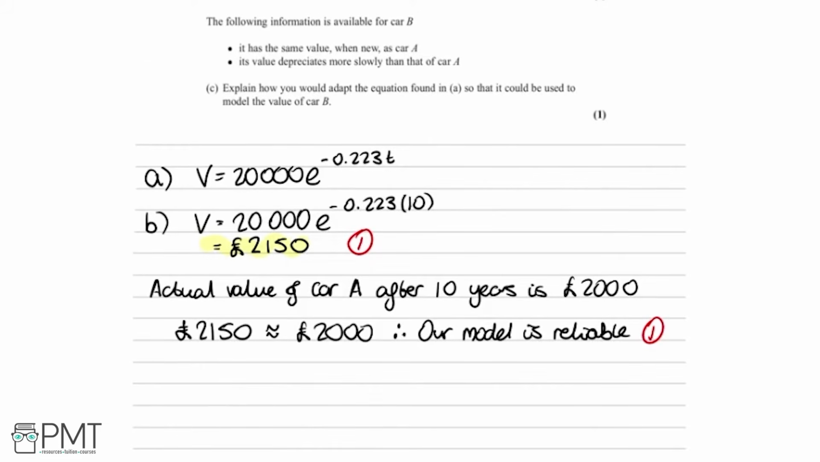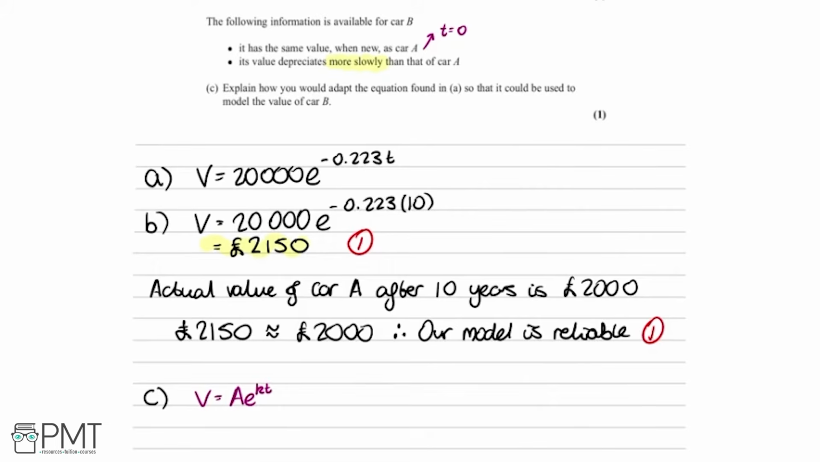Now the following information is available for car B. It has the same value when new as car A, so same value when t equals 0, and its value depreciates more slowly than that of car A. And part C says we need to explain how we could adapt the equation found in part A so that it could be used to model the value of car B, and that is a 1 mark question. Now I'm quickly going to write down the general exponential model, so that's v equals a e to the power of k times t.